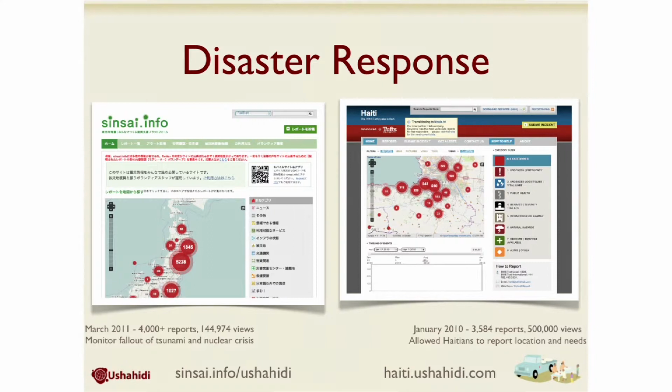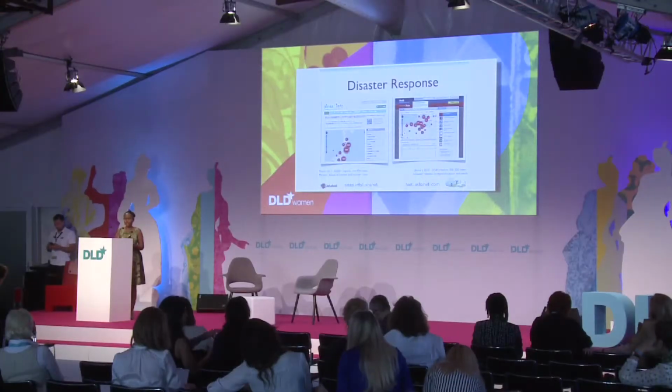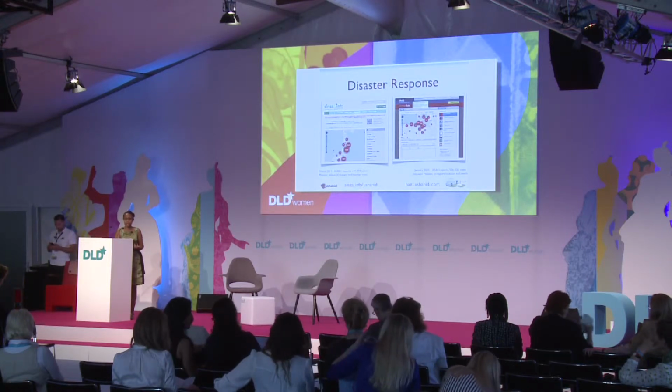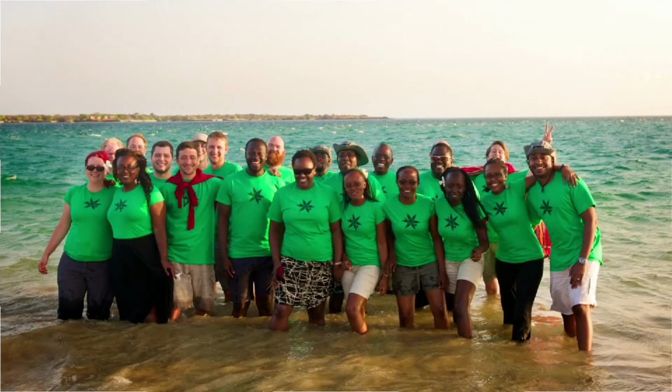When we created the platform and made it open source, it opened up the platform to uses other than just election monitoring. Some of those uses are crisis mapping in Japan and also in Haiti, where people were able to send in information about where they were and what their needs were. That information was used by the US Coast Guard and other first responders in assisting Haitians during their time of need.